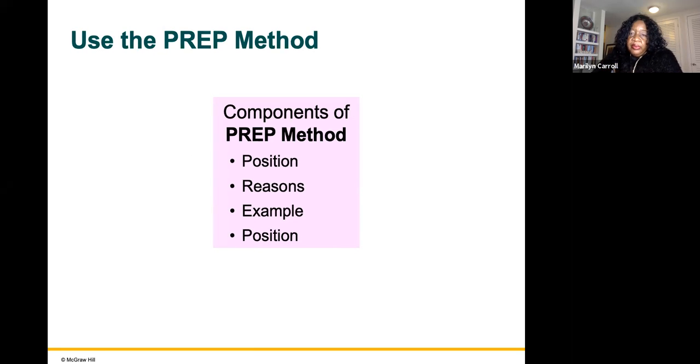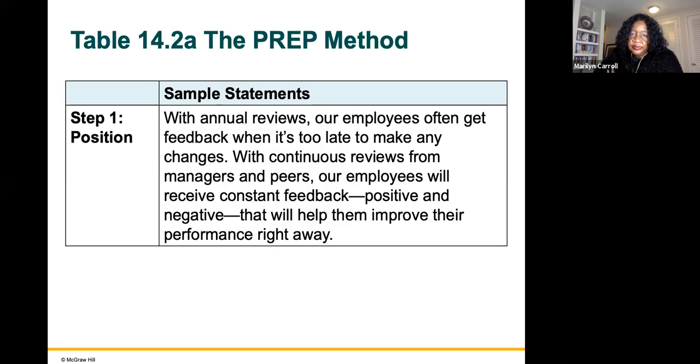So, components of the PREP method. PREP means position, reasons, example, position. So here are some sample statements for a position. With annual reviews, our employees often get feedback when it's too late to make any changes. With continuous reviews from managers and peers, our employees will receive constant feedback, positive and negative, that will help them improve their performance right away.